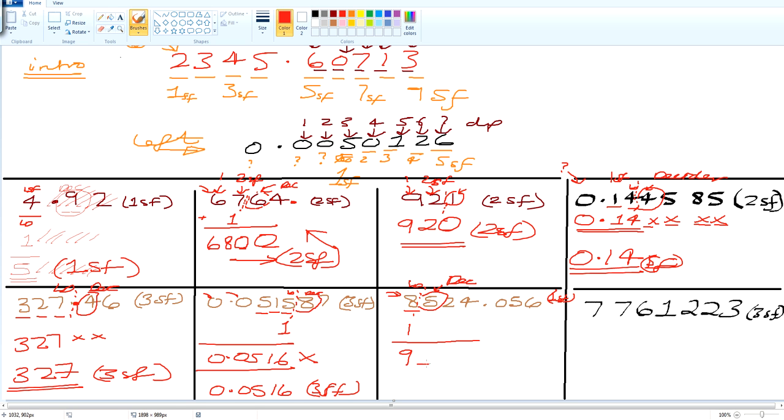What do we do with these gaps here? We fill up with zeros up to the decimal point and not beyond. So we fill, and stop here. So here we can't put anything. So the final answer is 9,000, and that's to 1SF.